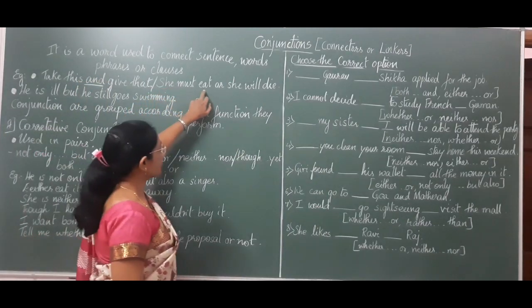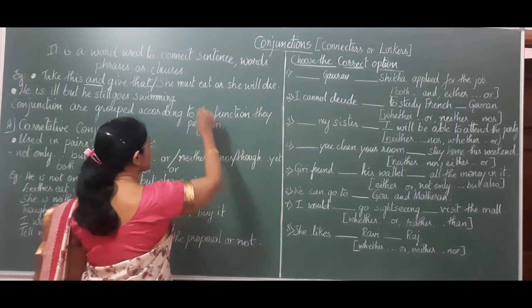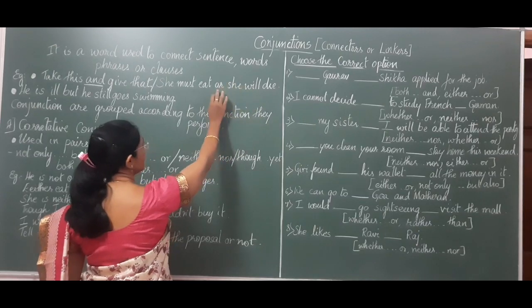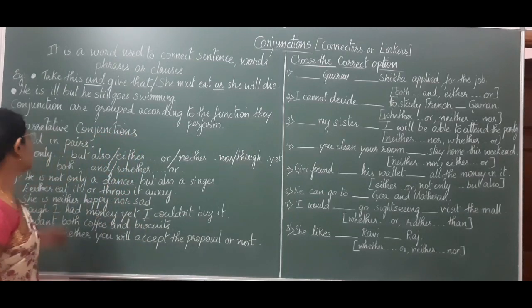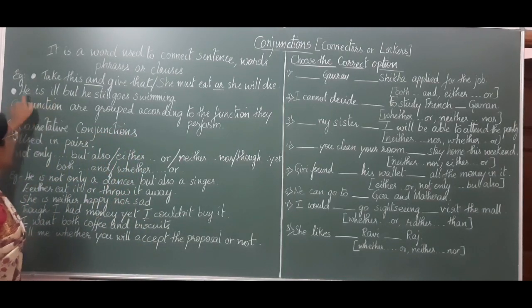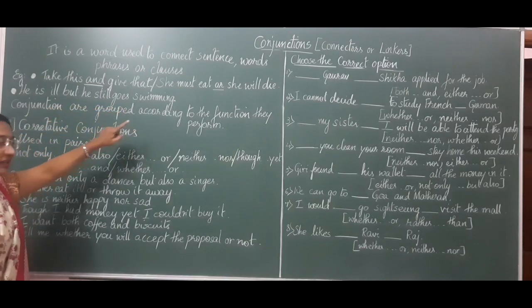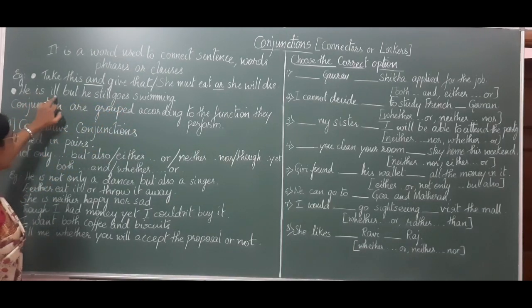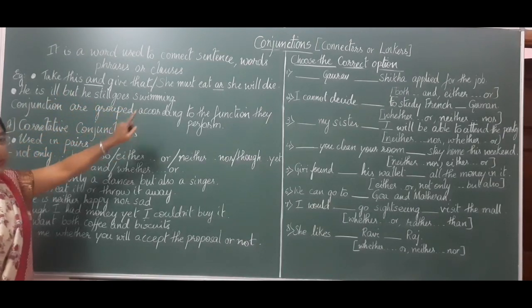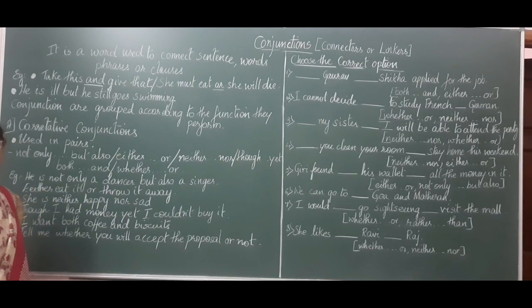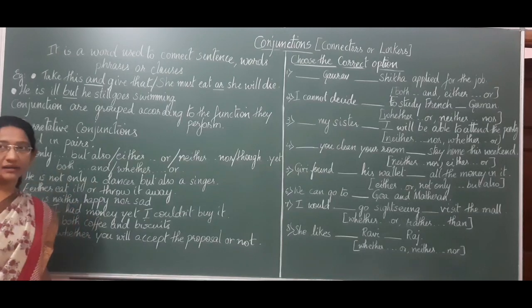She must eat or she will die. These are separate clauses joined by the conjunction "or". Next one: he is ill, but he still goes swimming. "He is ill" is a part of a sentence. "He still goes swimming" is another part of the sentence, joined by the conjunction "but".